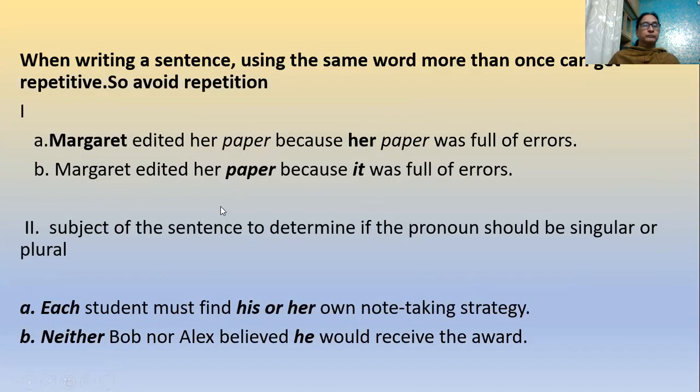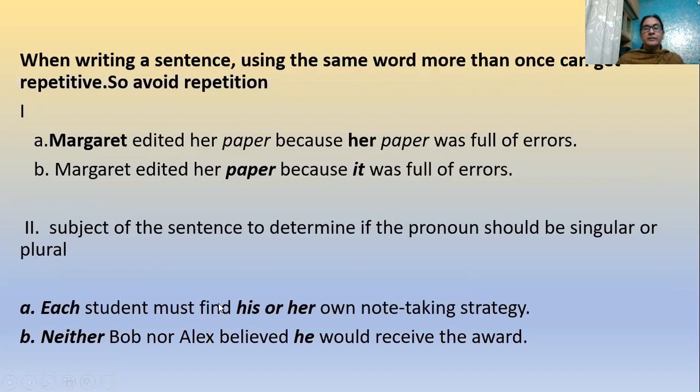Here, each student must find his or her own note-taking strategy. If I am teaching note-taking strategy, I can say each student must find his or her own note-taking strategy. Here, each student, so we have to see the number. Every student, so I have to use a singular pronoun only, his or her, because students can be co-educational, boys and girls sitting together.